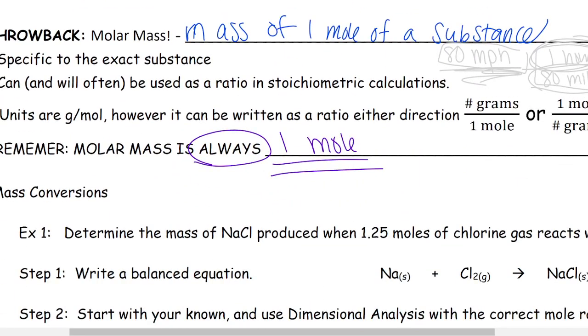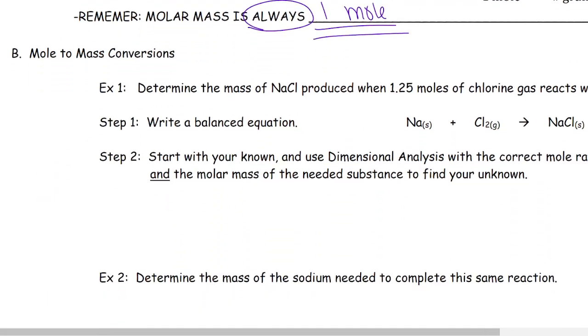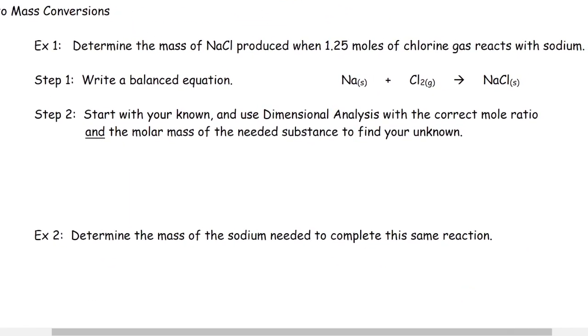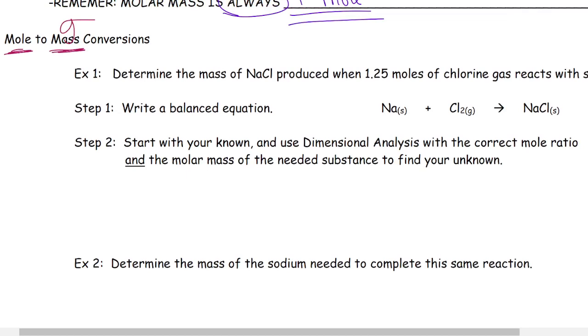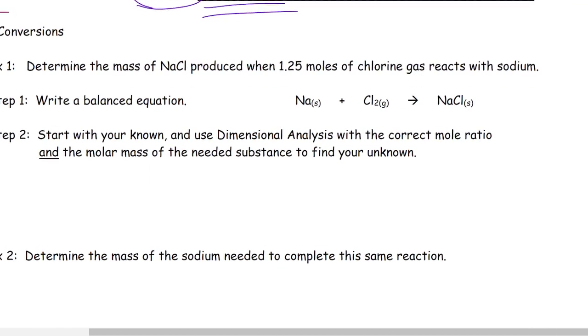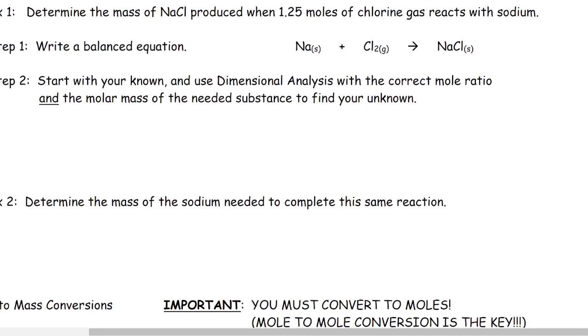Next, so we already talked about molar mass on here. We are going into mole to mass conversions. This is when you're starting with something in moles and converting it to mass, which is, in our case, going to be measured in grams. All right, y'all ready? So example one says, determine the mass of NaCl produced when 1.25 moles of chlorine gas reacts with sodium. This kind of equation is something that you can probably balance in your head. What coefficients do you get?